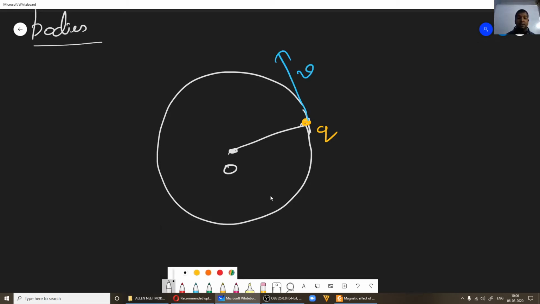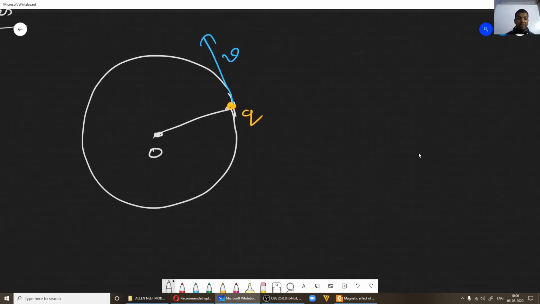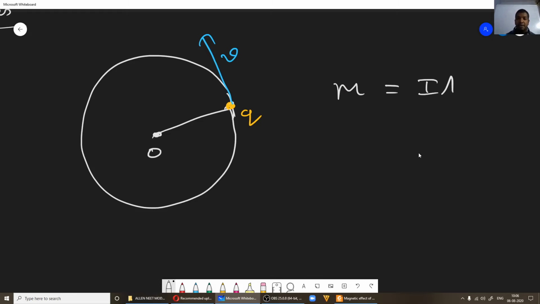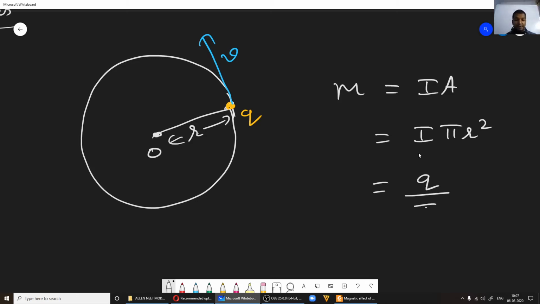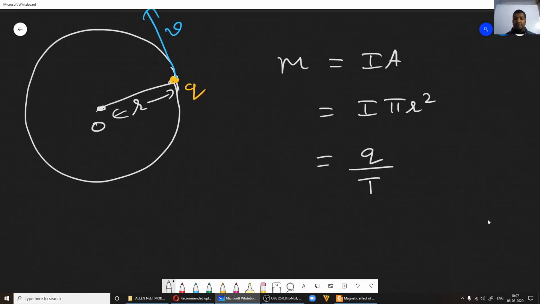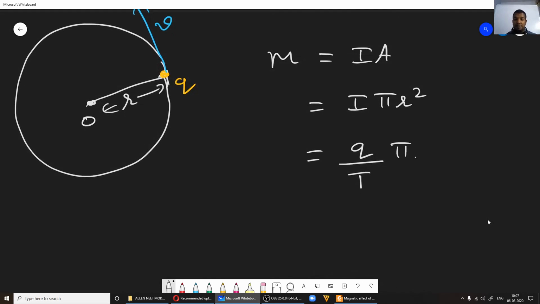Now first, I need to get m. So m magnitude wise I'm writing, so m is iA. So I into area, which is area of the loop itself, that is pi r square. Let us say r is the radius here. Then I, I can write it as q divided by t. So q divided by t into pi r square.